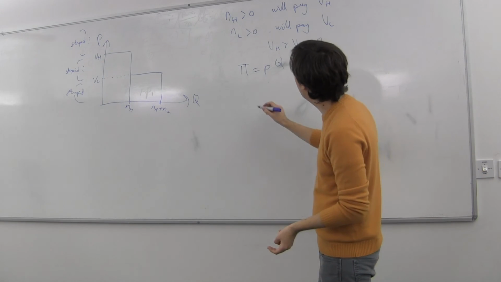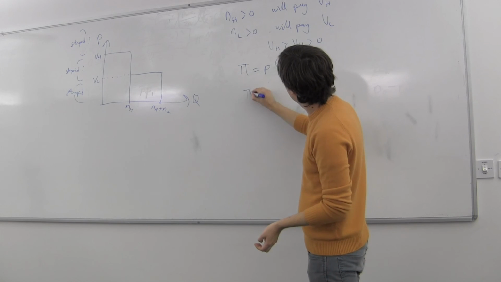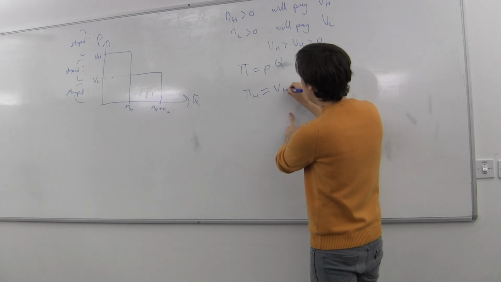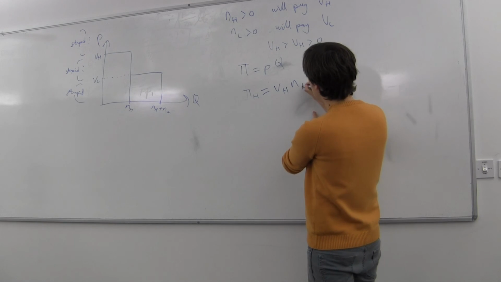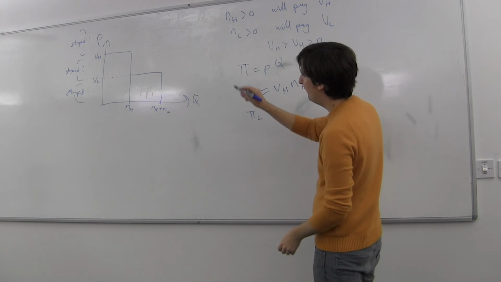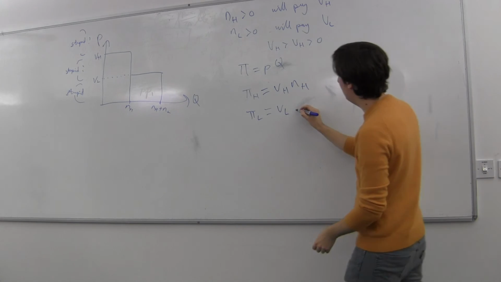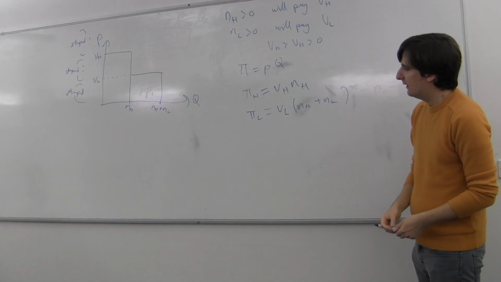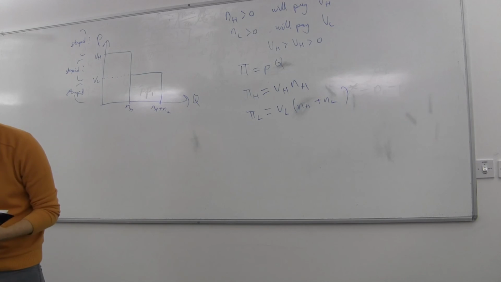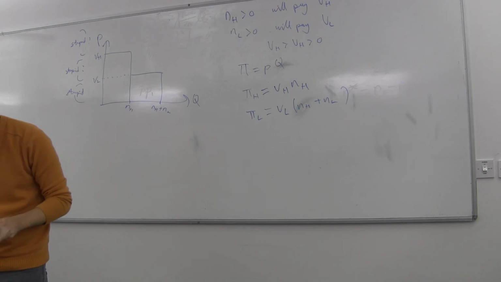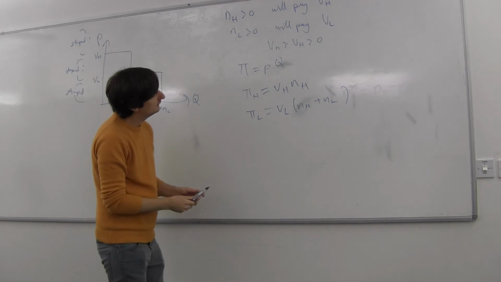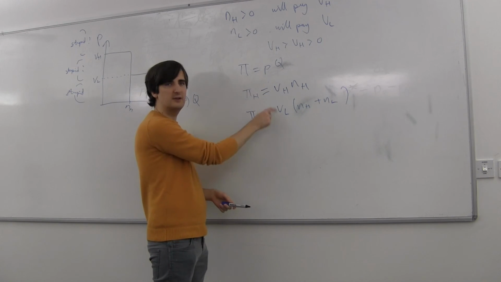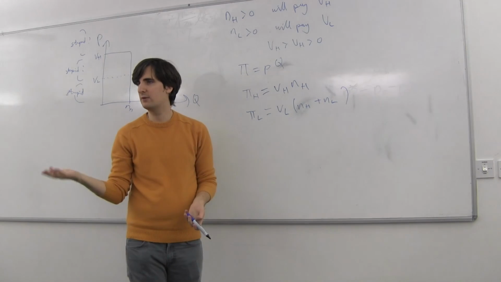Okay, so if you set a price equal to VH, the profits, let's call it chi H, are going to be VH times the quantity at that point, which is NH. If you set a price equal to VL, then your profits are going to be VL times (NH plus NL). It doesn't tell us anything else about the parameters, so which of these two is higher is going to depend on the value of the parameters.